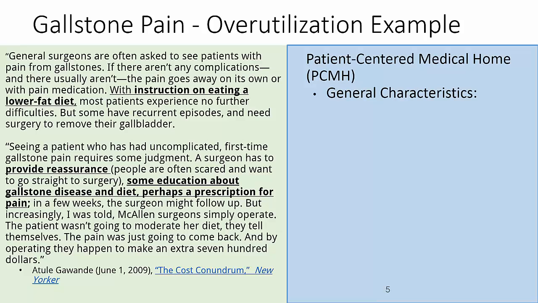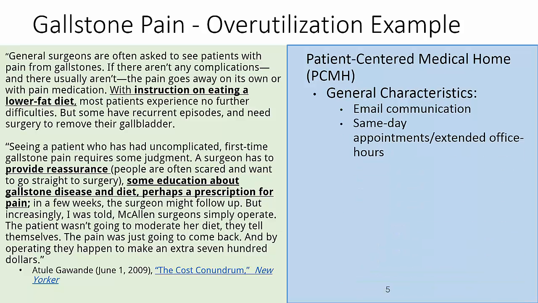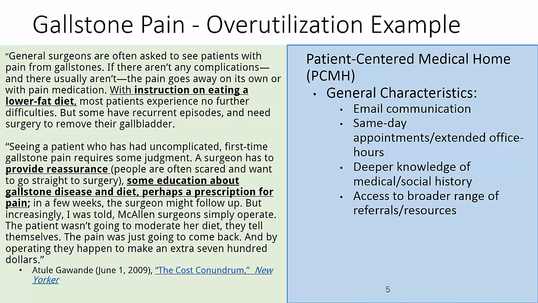And some characteristics of a PCMH include email consultations where the patient can shoot their doctor an email and get a response. Same-day appointments and office hours that go a bit later into the evening. Someone who has a deeper knowledge of the patient's medical and social history and an ongoing relationship. They would be able to know whether this patient is going to be successful in changing their diet or how likely they will be. And access to a broader range of referrals and resources.